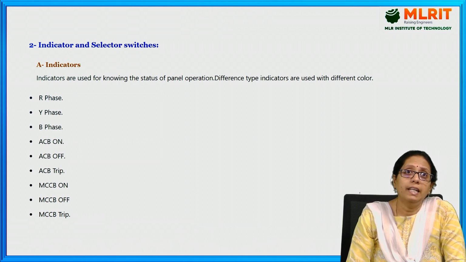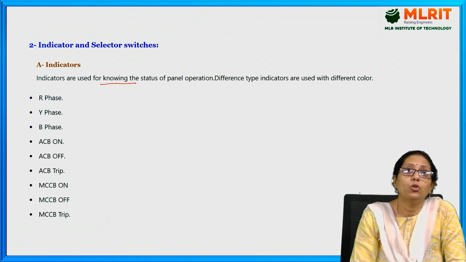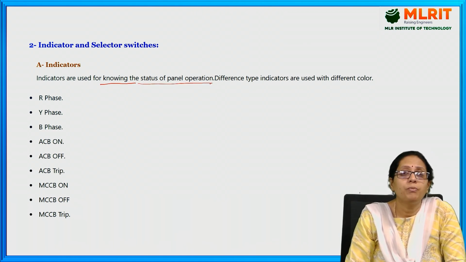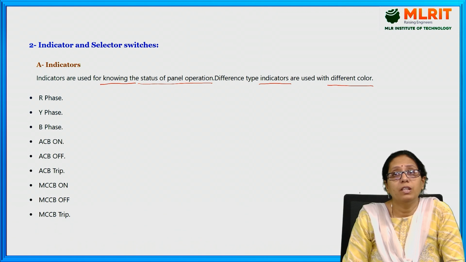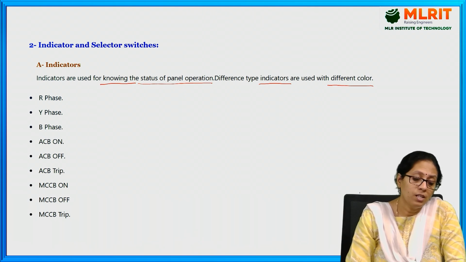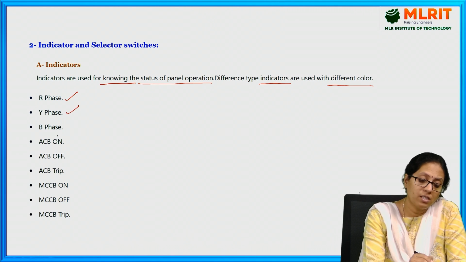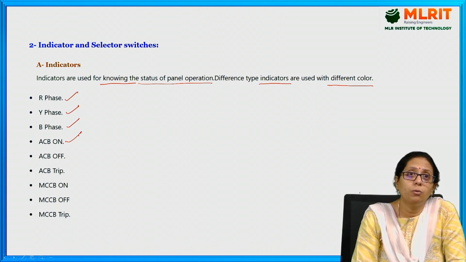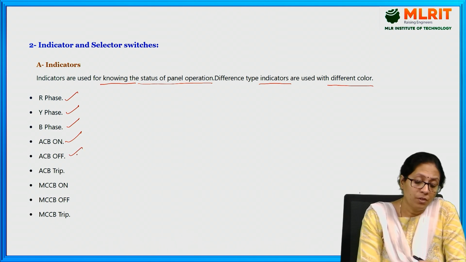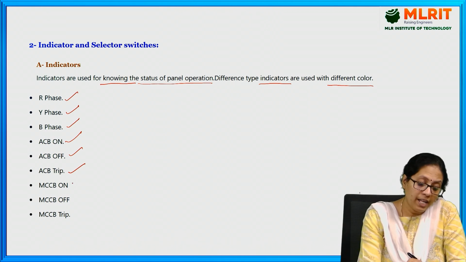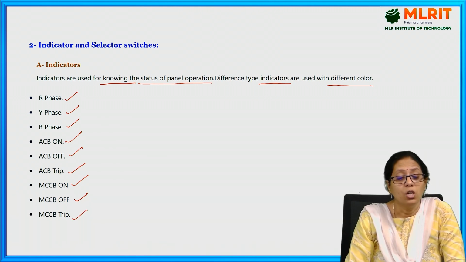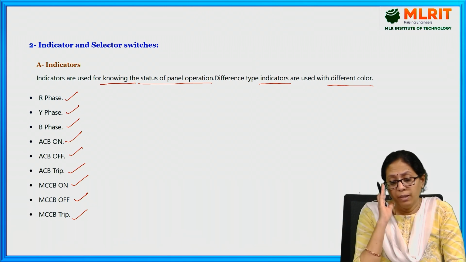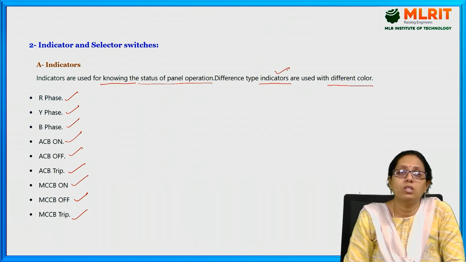So the first one is indicators, which are used to know the status of the panel operation, and different types of indicators are used with different colors also. So different types of indicators are used with different colors at different places to know the place of fault. So the first one is R phase, Y phase, B phase, ACB on, that is the circuit breaker, whether it is in the on condition or off condition or in tripping condition, and MCCB, moulded case circuit breaker, is in on condition or off condition or is in the tripping condition. So to indicate all these different things, different indicators are being used in the LT panel.